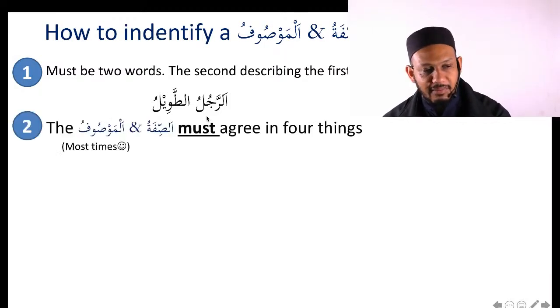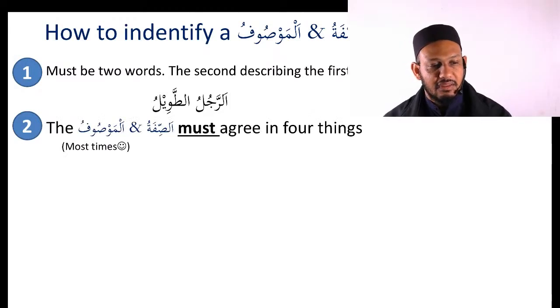And then, number 2, the mawsuf and sifa. What's mawsuf again? Mawsuf is what is being described, and sifa is the description. The mawsuf and sifa must agree in 4 things. And in brackets it says there, with a smiley face, most times. Because we're going to have some exceptions.